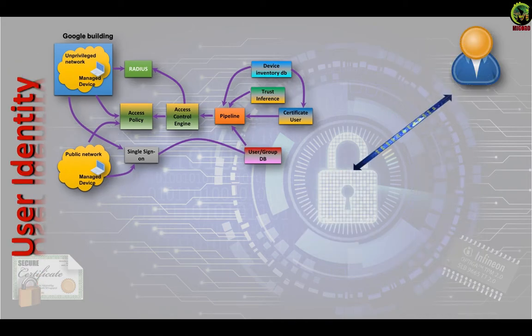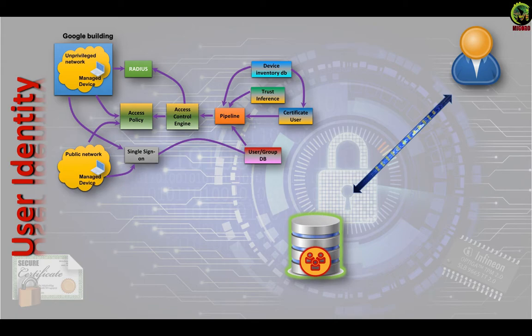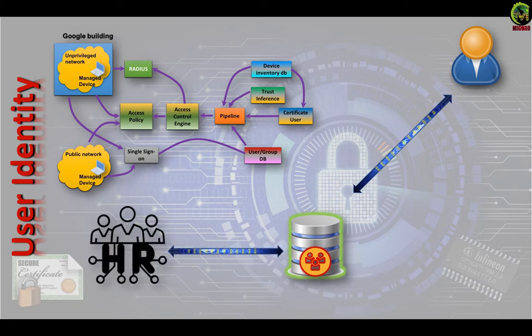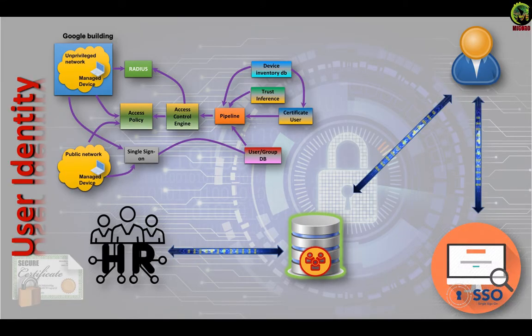BeyondCorp also tracks all the users in a user database and a group database. This database system tightly integrates with Google's HR process that manages job categorization, usernames, and group membership for all the users. An externalized single sign-on system is a centralized user authentication portal that validates the primary and second factor credentials for users requesting access to the enterprise resources.